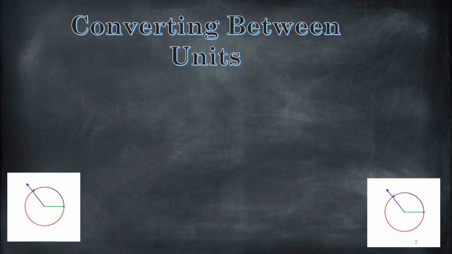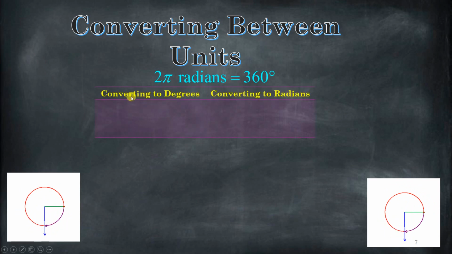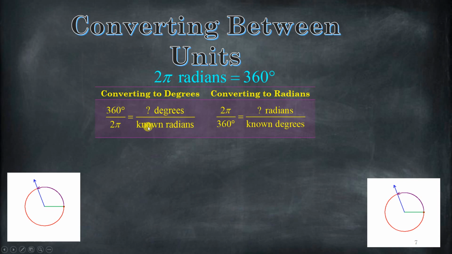Now, let's talk about converting between the different kinds of units, between degrees and radians. So here's our key fact. 2 pi radians is 360 degrees. So I'll go ahead and set this up for you. If you're converting from radians to degrees, then you would want to start off with this proportion. 360 over 2 pi is equal to however many degrees you need divided by how many radians you have. So that's what you would use. Whereas we would use the reciprocal of that if we knew the number of degrees and we wanted to convert that into radians. So this always works.